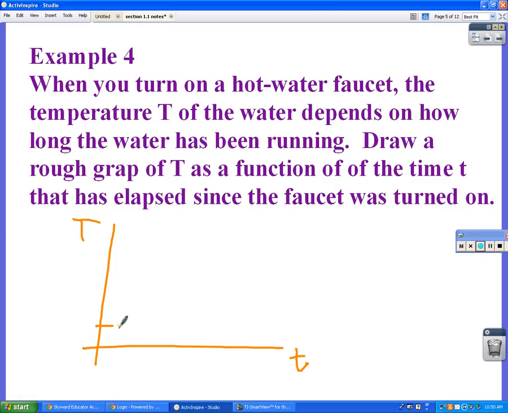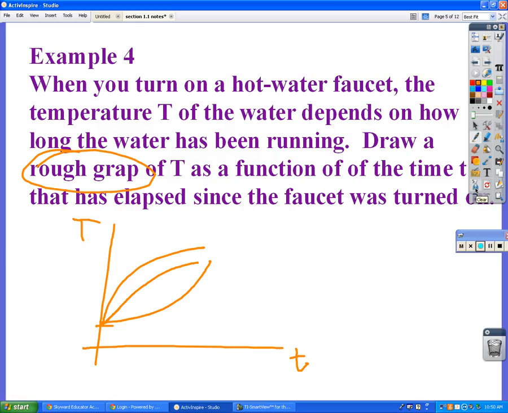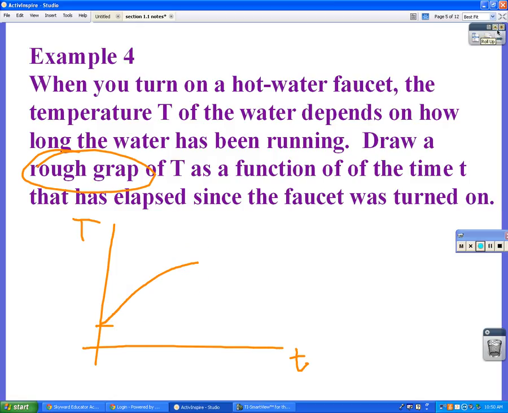That's why it says draw a rough graph of that, because it could go like that, or it could go like that, or it could go like that. But eventually, it wouldn't get any hotter. Okay, good. That's the main point, that it doesn't really matter what that looks like, but eventually it's going to reach its maximum temperature, and then it's going to level off there, okay?